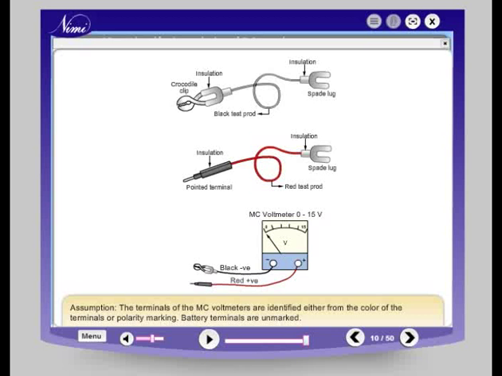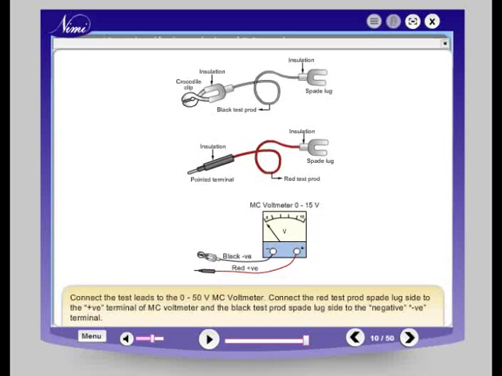The terminals of the MC voltmeters are identified either from the color of the terminals or polarity marking. Battery terminals are unmarked. Connect the test leads to the 0 to 150 volts MC voltmeter. Connect the red test prod spade lug side to the positive terminal of MC voltmeter and the black test prod spade lug side to the negative terminal.